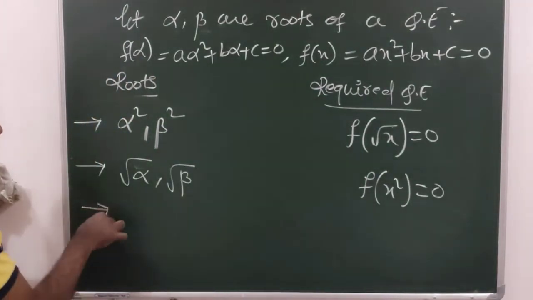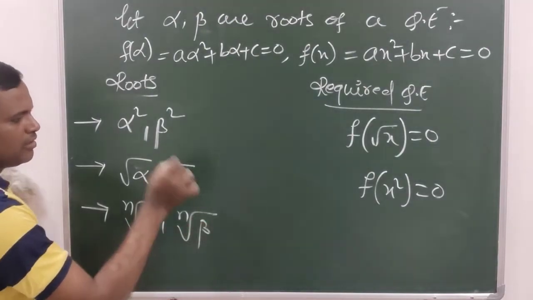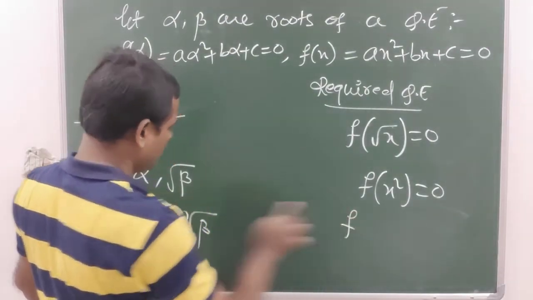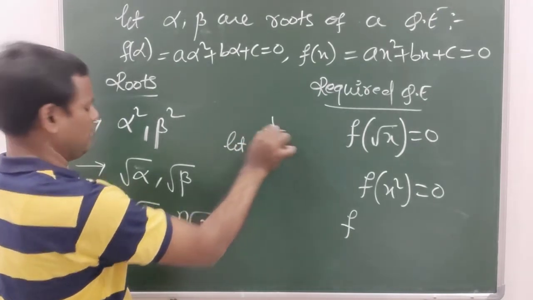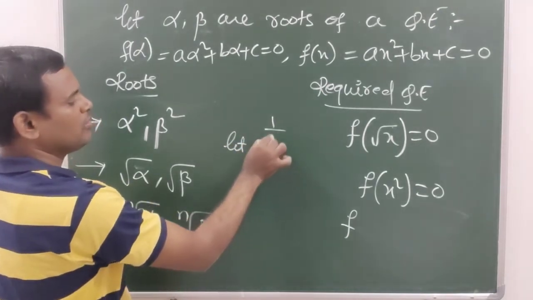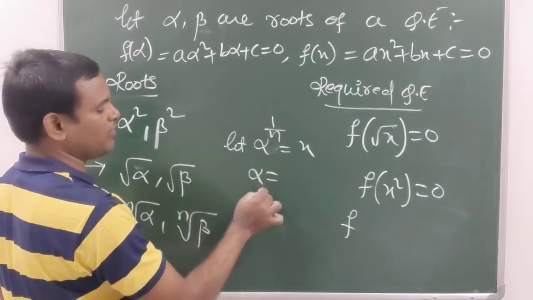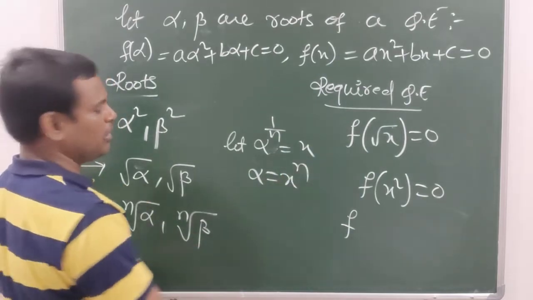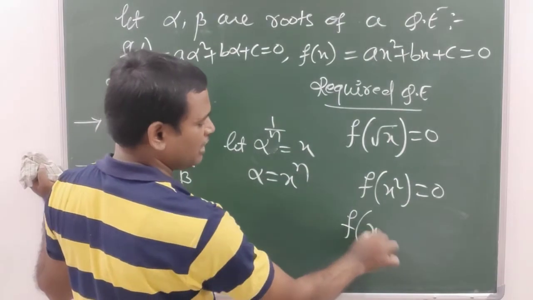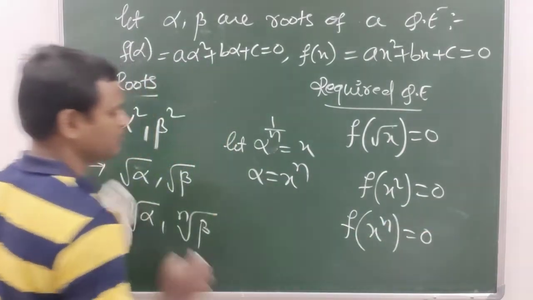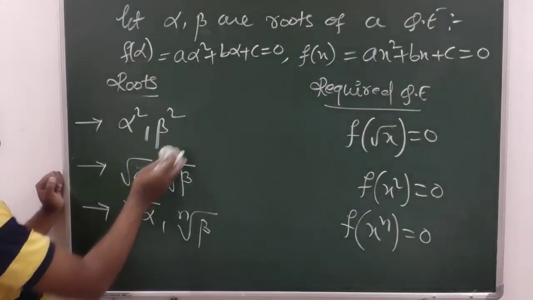Similarly, nth root of alpha, nth root of beta. So here what do we get? Let us take the nth root. The nth root is nothing but alpha power 1 by n, which is equal to x. When you take power n on both sides, you get alpha is equal to x power n. Now replace this alpha by x power n, so that here you get f of x power n is equal to 0. Okay? Right.